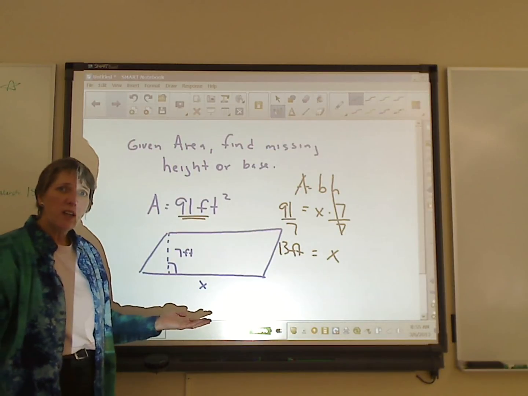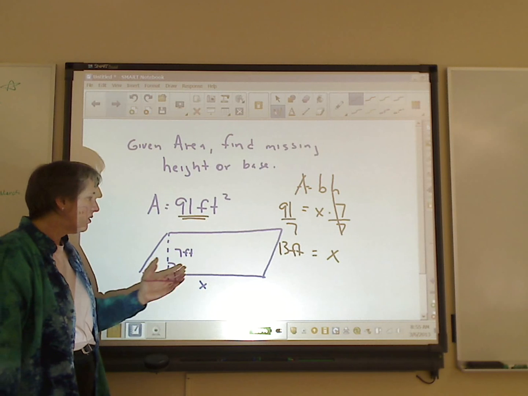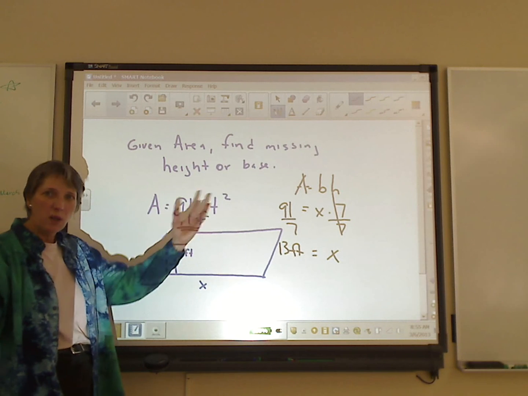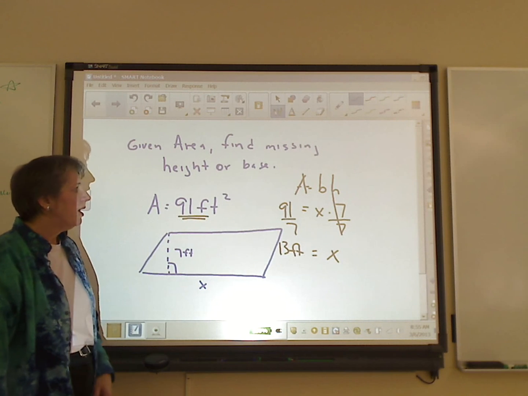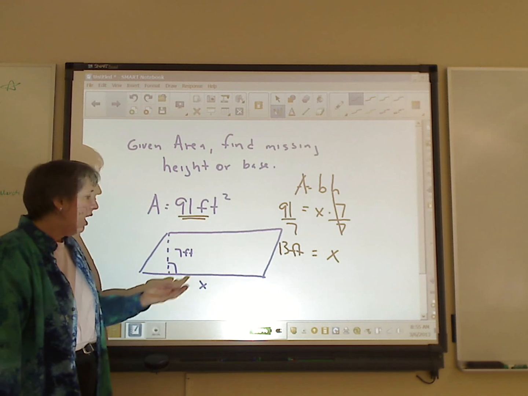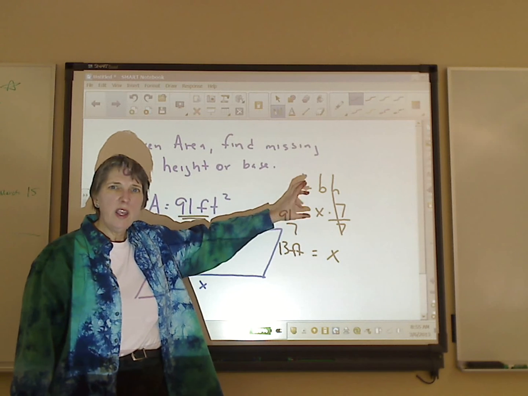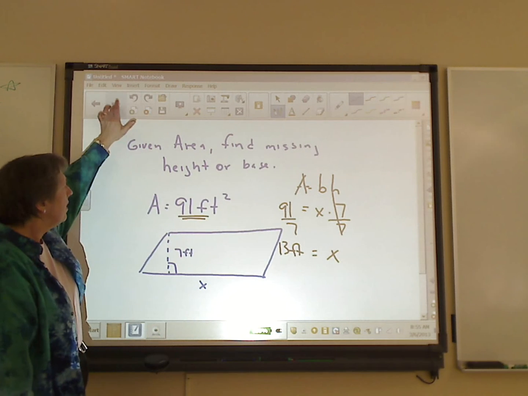To check it, you would say, well, how do I find the area? I multiply base times height. 13 times 7 is 91, so I did it correctly. If I asked you to find the height, you do the same thing. I give you the base, you just plug it in, and put the area in, and then just divide both sides. I think that's it.